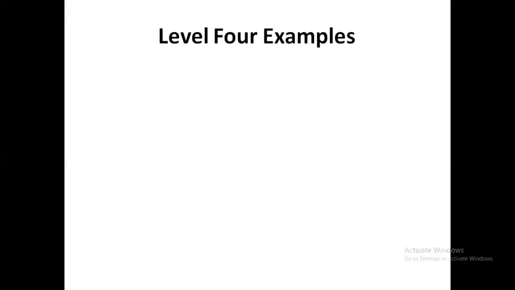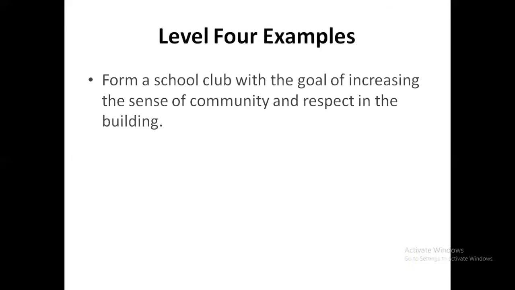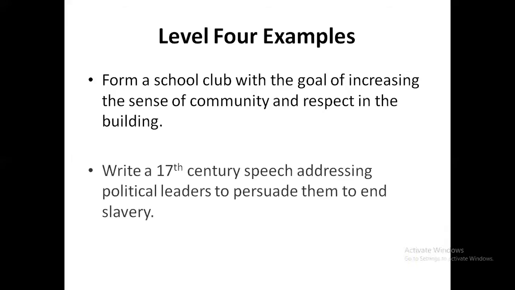Once again, for the examples, our first activity appears on the worksheet. This is level 4 because it results in helping the community. That community could be the classroom, the school, or the neighborhood. Additionally, students can imagine how they would address issues from another time and place, and role-play this level as indicated in the second example. Write a 17th century speech addressing political leaders to persuade them to end slavery.